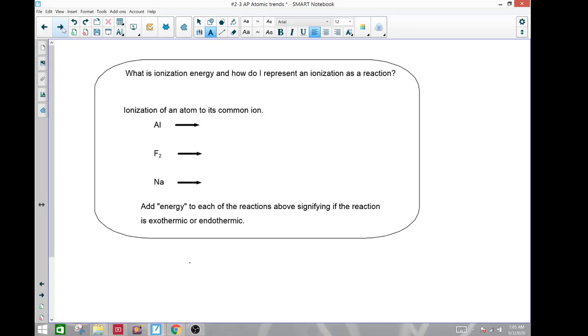We're going to run a little video here on one of our trends, which is ionization energy. Ionization energy is simply one of our atomic trends that they use to see if you understand the structure of the atom and really Coulomb's law.